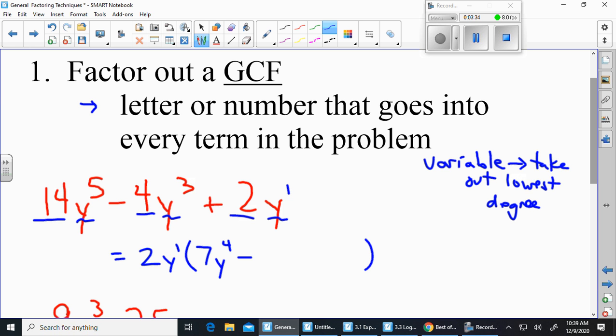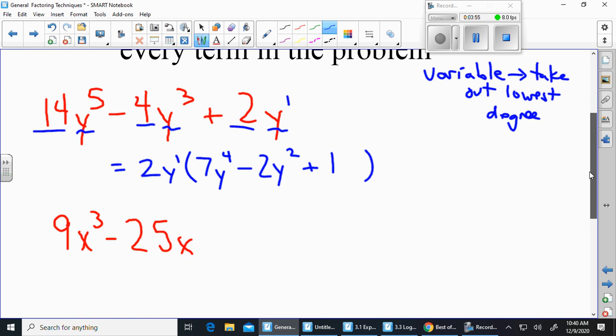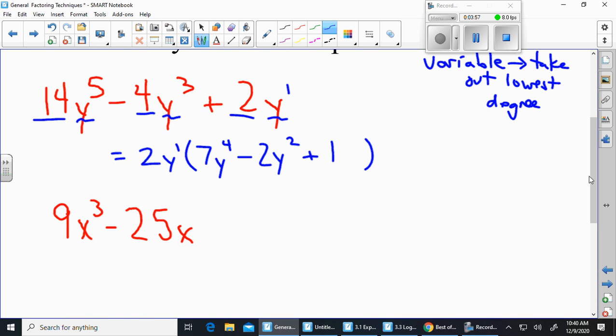Your signs are going to stay the same as long as you take out positives. 4 divided by 2 is 2. You took 1y away from 3y's, so you got 2y's. You got plus 2 divided by 2 is 1. You took 1y out, you have no y's left. You can always check your work by distributing.